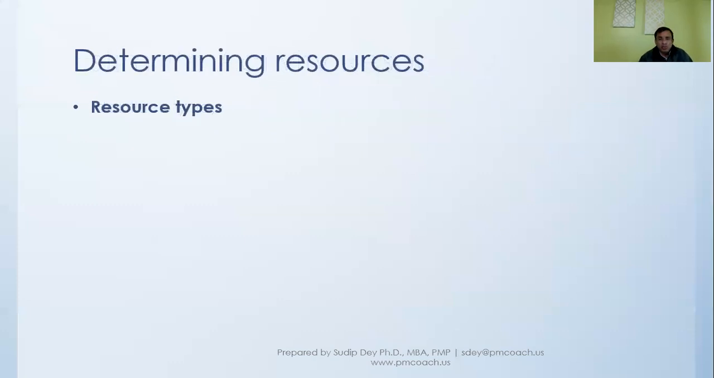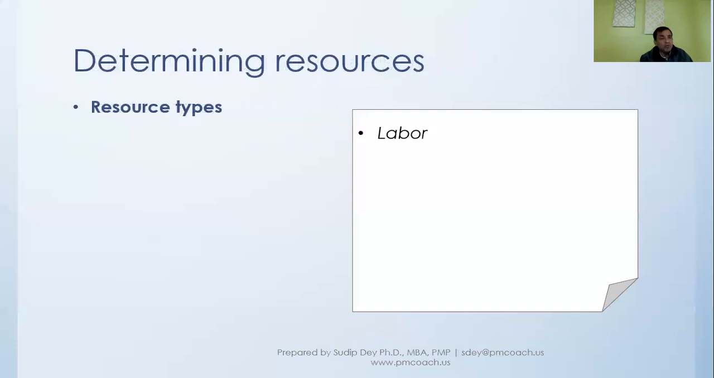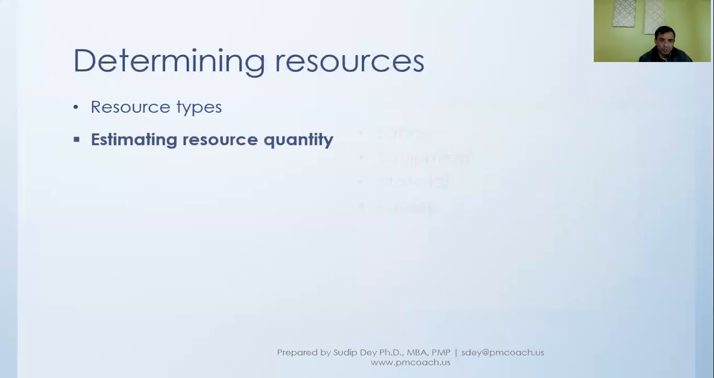In determining resources, there are different types of resources. We talked about earlier that we have to ensure that we are taking in all the different types of resources: labor or the team resource we talked about, equipment, materials, facilities. So all these we have to include. We cannot leave out any particular type of resource.